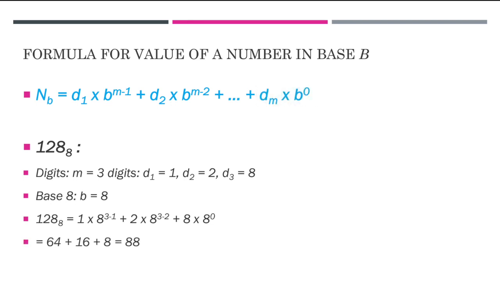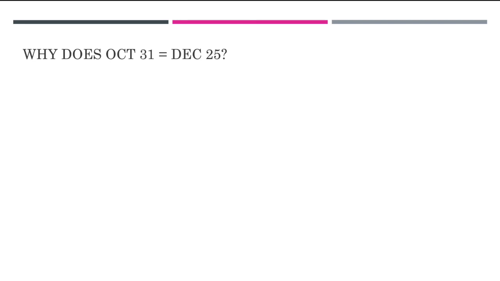This equals 64, because 1 times 8 to the 3 minus 1 is 1 times 8 squared, which is 64. 2 times 8 to the 3 minus 2, 2 times 8, that's 16. And then 8 times 8 to the 0 power is 8. That totals to 88. And as we saw, 128 in base 10 is 128. 128 in base 8 is now 88. So it's completely different. Now let's return to why does Oct 31 equal Dec 25?